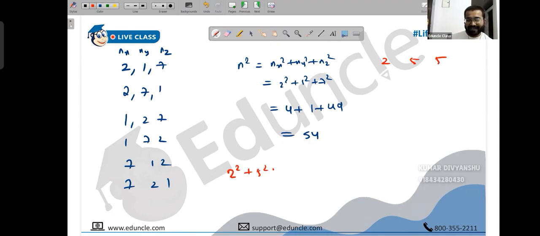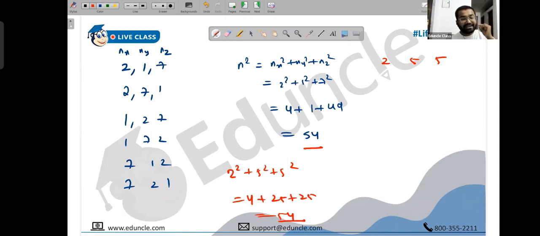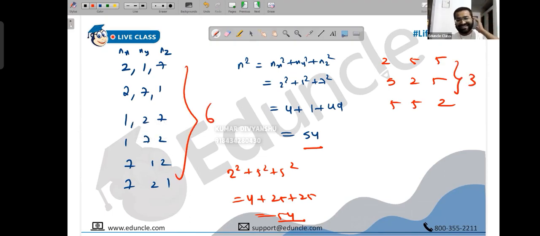So 2² plus 5² plus 5², which is 4 plus 25 plus 25. You are still getting 54. If n² is 54, then the energy is also the same. It means (2, 5, 5), then (5, 2, 5), and then (5, 5, 2). So what is the total degeneracy this time? It's 9: 6 here and 3 here. So total degeneracy is 9. So don't assume it's 6, it can go beyond this.